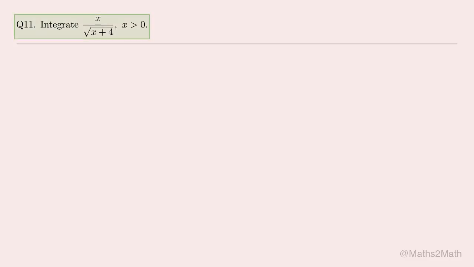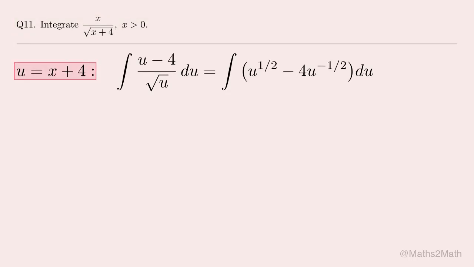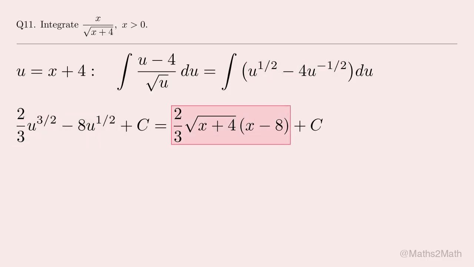Question 11. x over the root of x plus 4. Substitute the root argument and rewrite x. With u as x plus 4, x is u minus 4. Integrate and factor the common root for the tidy book form.